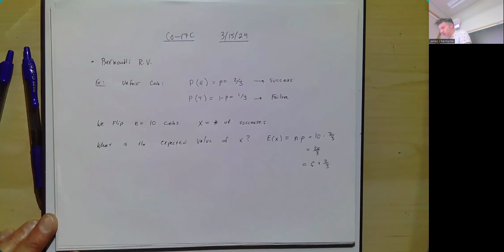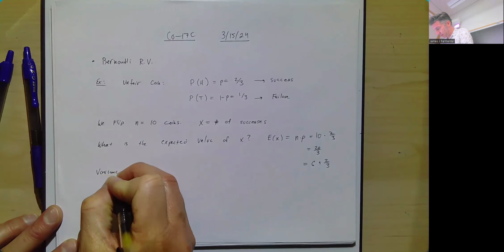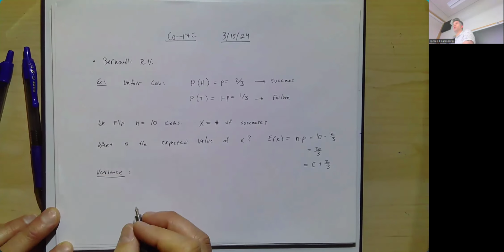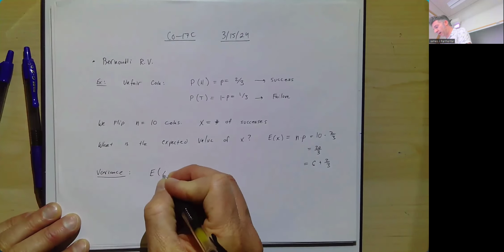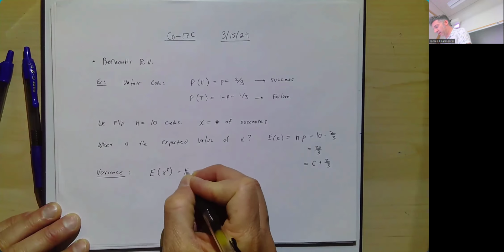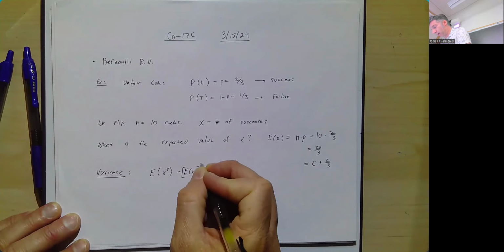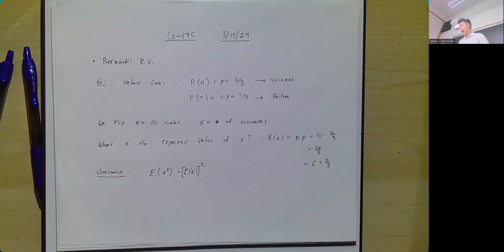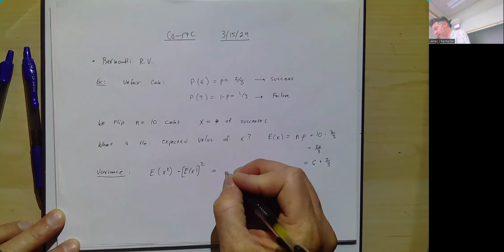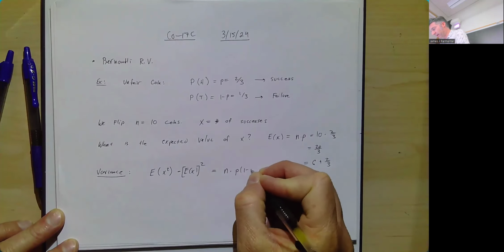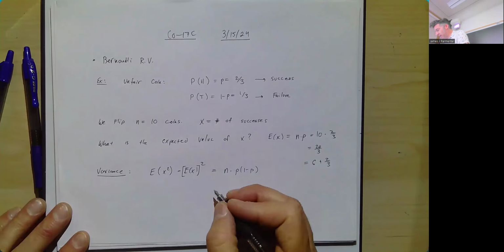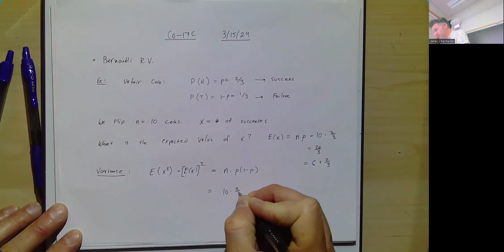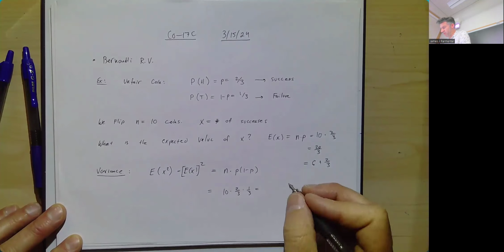And then similarly, the variance, which I will just point out because I think it's neat. The variance is the expected value of X squared minus the expected value of X, squared, which is kind of cool. You don't actually need to know this, at least not for now. And that's going to end up equaling n times P times 1 minus P, which is nice. So in this case, that's going to be 10 times 2/3 times 1/3, which is going to be 20/9.